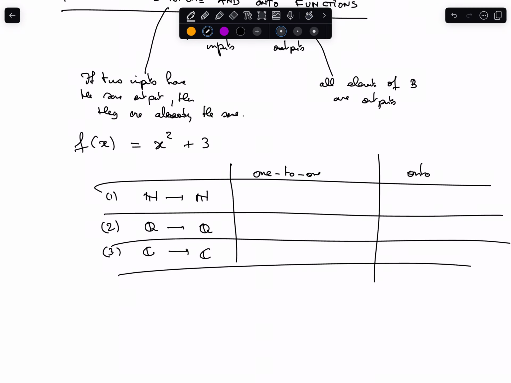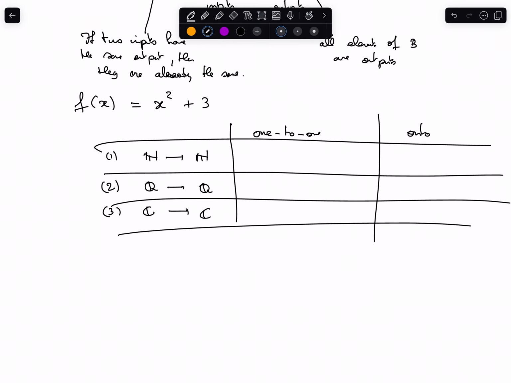So what do we need to check for one-to-one? Let's concentrate on that. We take two inputs and suppose that they have the same output. What can we say about them? Let's take two elements, a and b, in the natural numbers. These are my inputs, and we're going to look at the outputs. I'll look at f of a and f of b, and what happens if they are equal. So we have a squared plus 3 on one side and b squared plus 3 on the other, and they are equal. We get an equation that we have to solve to see whether this makes a and b equal or not.